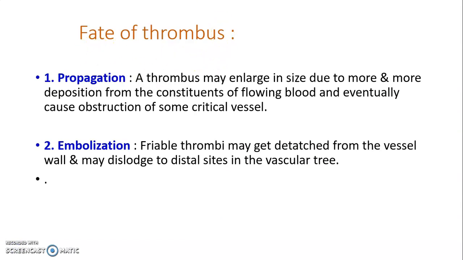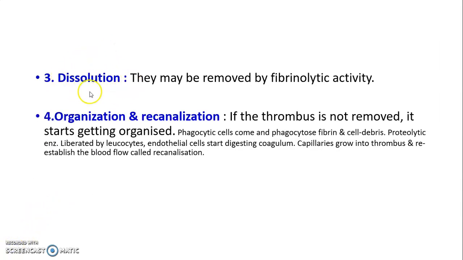Now the important part of thrombus, fate of thrombus. So first is propagation. A thrombus may enlarge in size due to more and more deposition from the constituents of flowing blood and eventually cause obstruction of some critical vessels. Second, it may embolize. Fragments of thrombi may get detached from the vessel wall and may dislodge to distal sites in the vascular tree. Third is dissolution. They may be removed by fibrinolytic activity.